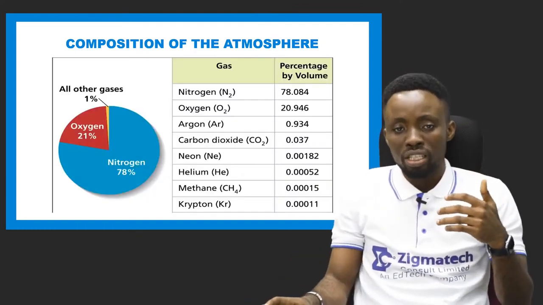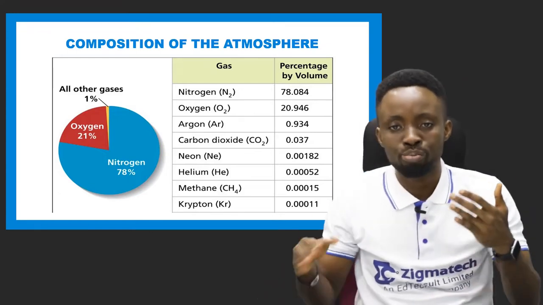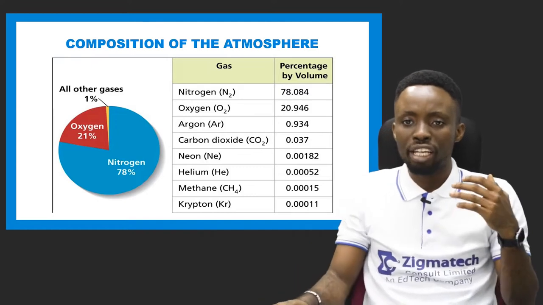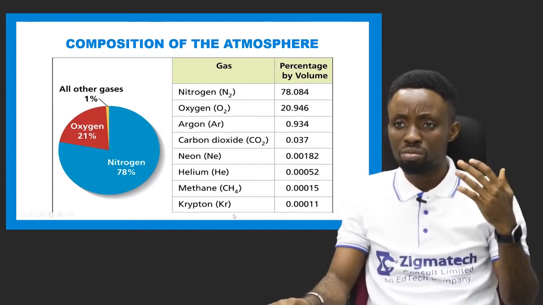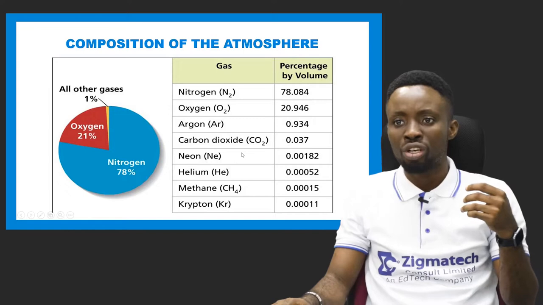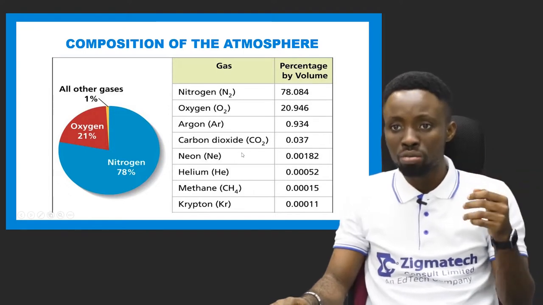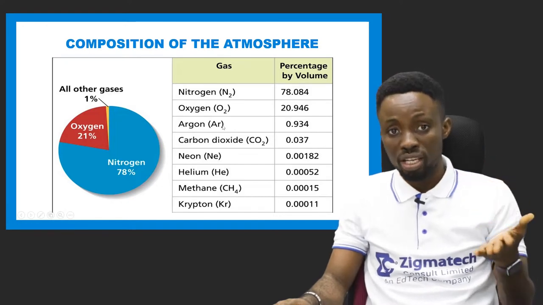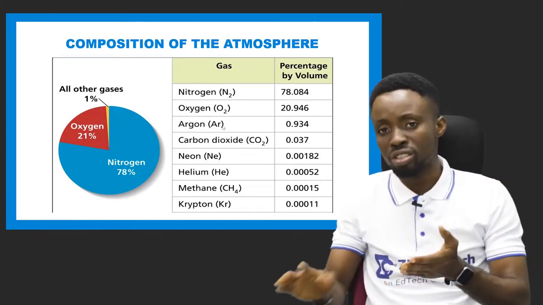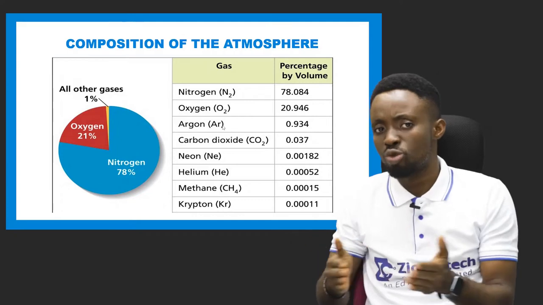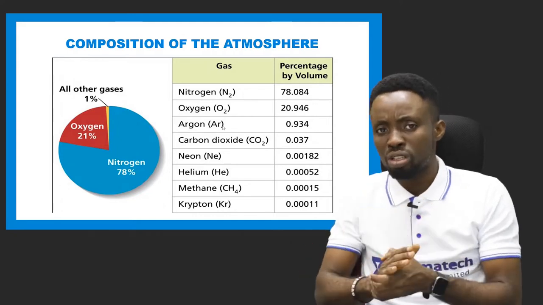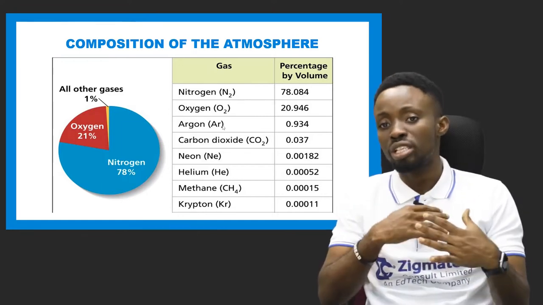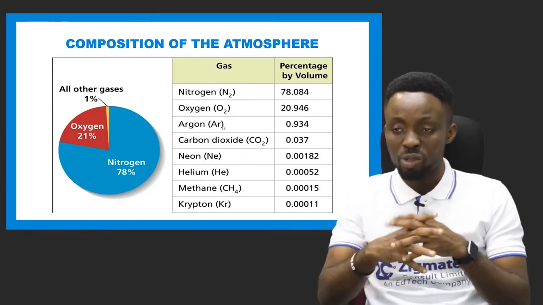So let's look at a table showing the composition in terms of volume. Now for nitrogen, we have about 78.084 percent by volume in the atmosphere. Then oxygen is second with about 20.946, or you can approximate it to 21%. So 21% of the atmosphere is oxygen that we actually use for respiration.